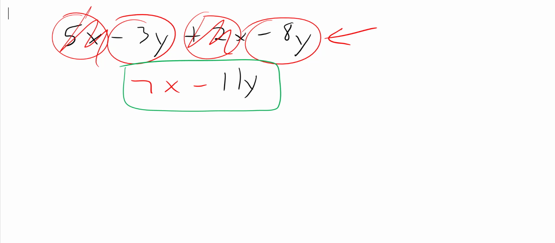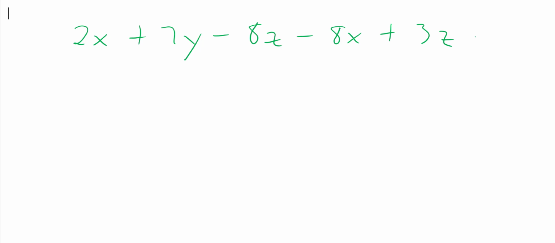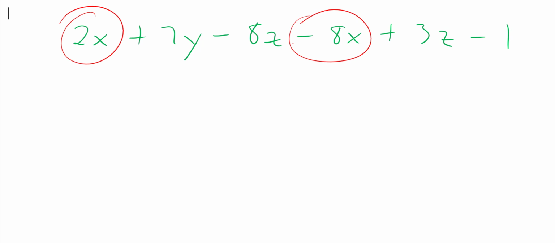All right, so let's do a couple more examples, because I think it's important to do these examples. 2x plus 7y minus 8z minus 8x plus 3z minus 1. There's a lot of stuff here, and you're combining your like terms. Well, the 2x and the negative 8x. That negative belongs to the 8x, so be careful about that. So you're basically saying 2 minus 8, and what's 2 minus 8? It's negative 6x. Okay, so that's done.